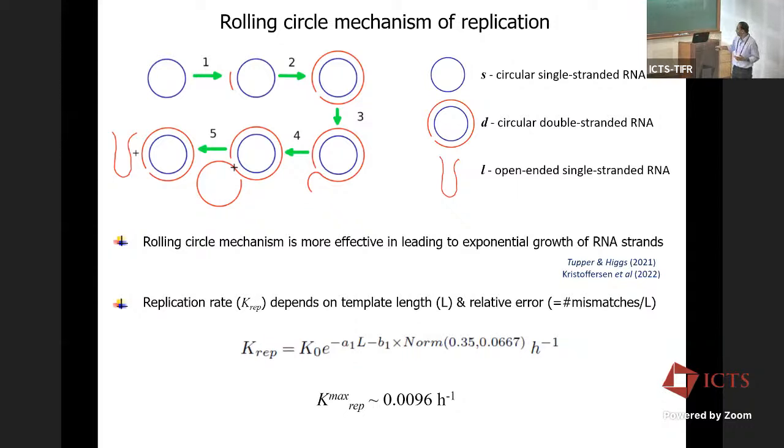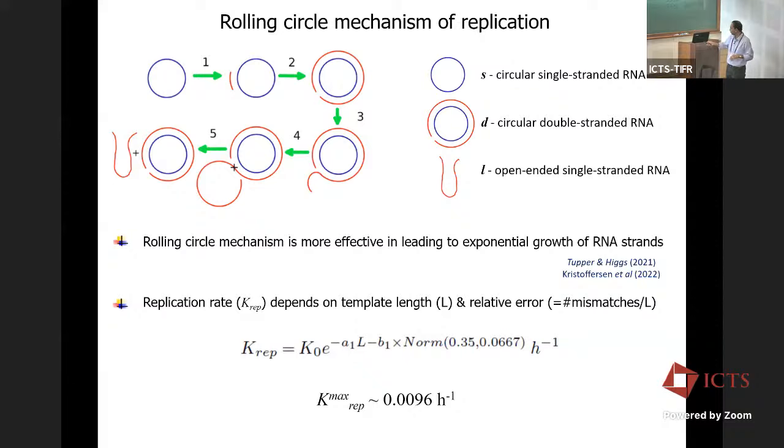So what we did was we took a population of protocells, inserted circular templates in them, and started the replication machinery inside each protocell. We calculated the replication rate of a circular template of size 200 nucleotides.